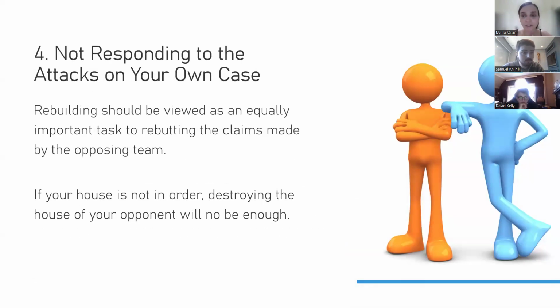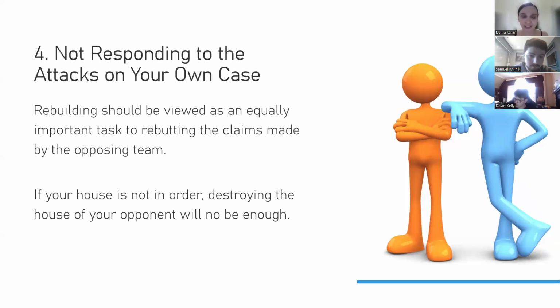So another very common mistake is that people don't rebuild and they don't respond to the rebuttal which came to their own argument. I think this mostly stems from the fact that when we think of a second speaker, we mostly think of a speaker which is completely destructive to the arguments of the other side. And we very often forget that a core part of second speeches, and of rebuttal in general, should always be to rebuild your own case.